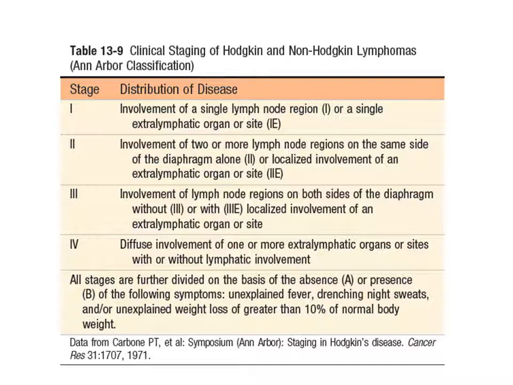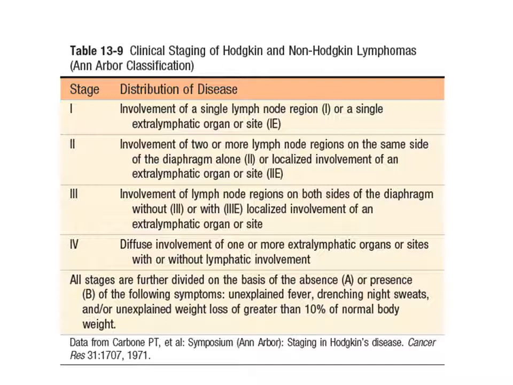Stage 1, distribution of the disease. There is involvement of a single lymph node region, this is 1, or a single extra lymphatic organ or site. This can mean one lymph node plus something outside this lymph node in the same area, same region. If the disease extends out of the lymph node, then it is 1E, but it is present in the same area. Extension towards an organ other than the lymph node is E.